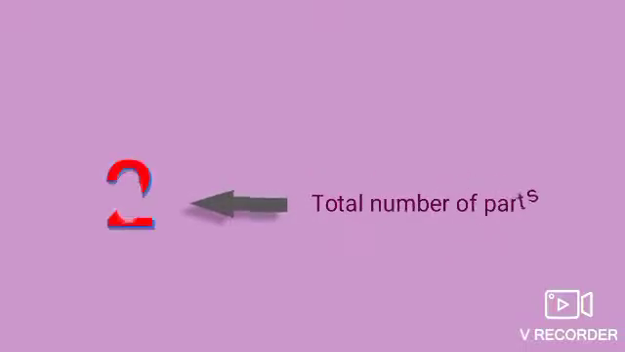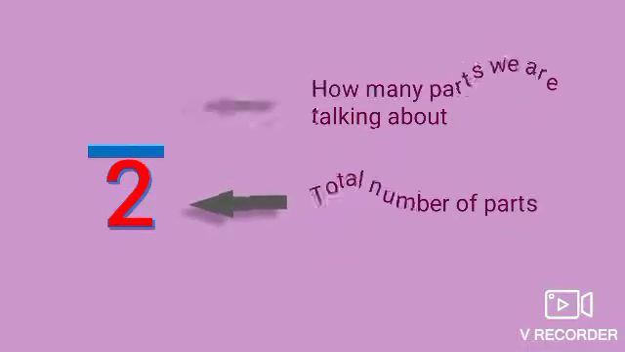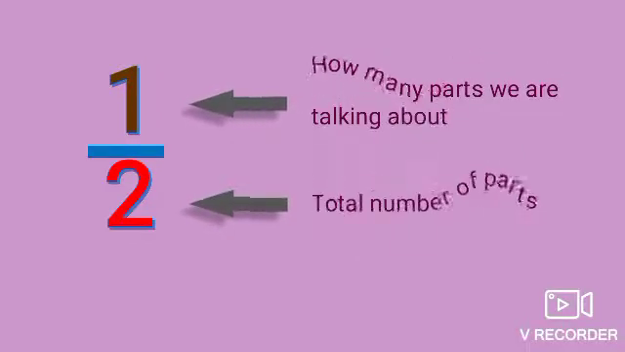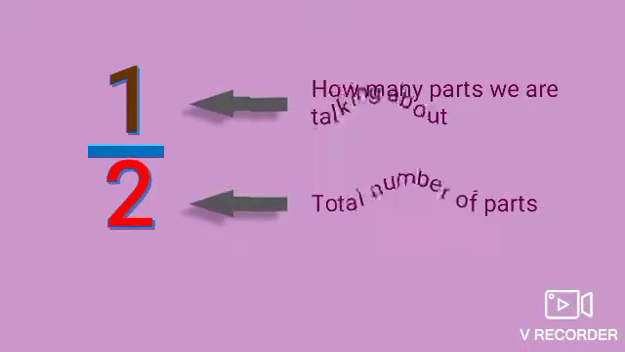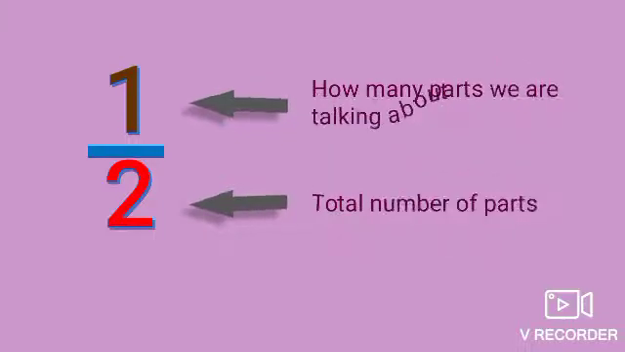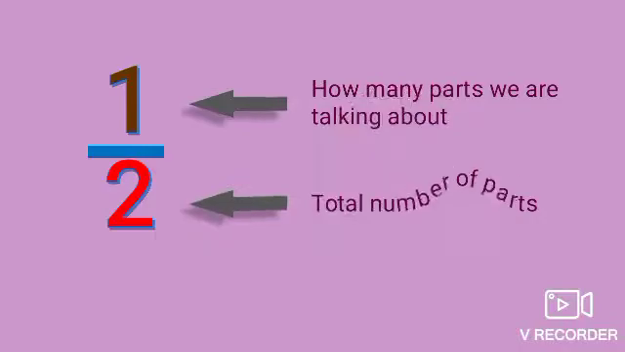Now again, the total number of parts is 2, and how many parts are we talking about? That is 1. Again I'm going to repeat the same thing for you, students. The total number of parts is 2 and the parts we are talking about is 1. That means the total number of parts you have to write below the line and the parts we are talking about you have to write above the line.